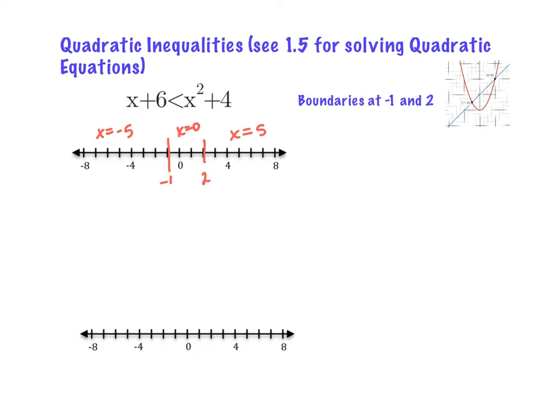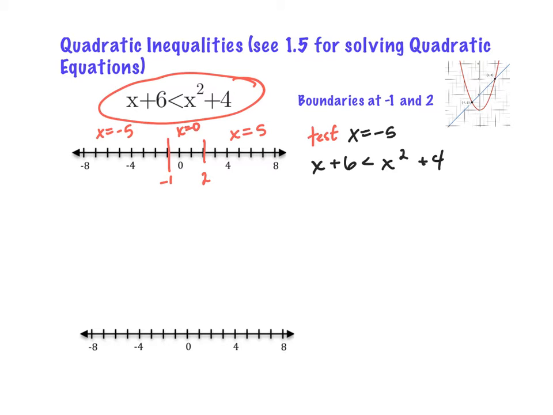So then I'm going to take my original inequality and I'm going to test. So first off, I'm going to test over here, x equals -5. My original inequality is x plus 6 is less than x squared plus 4. So I'm going to take out my x's and I'm going to plug in -5. Here I'm going to put it in parentheses. Then I'm simply going to simplify.